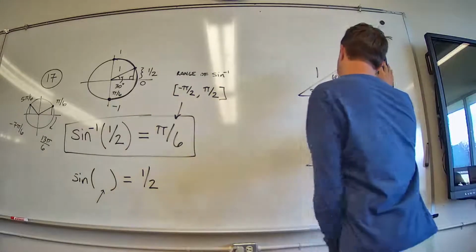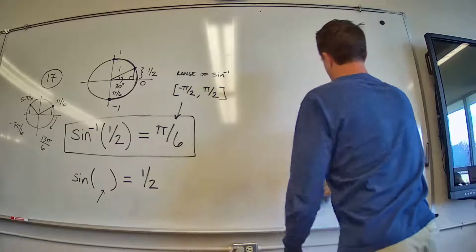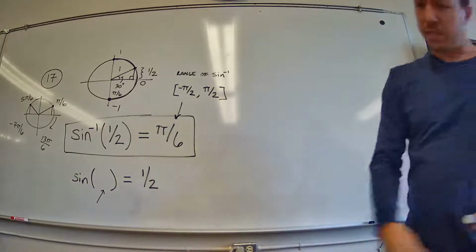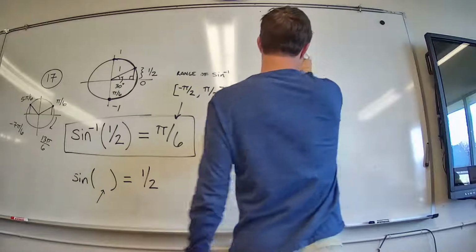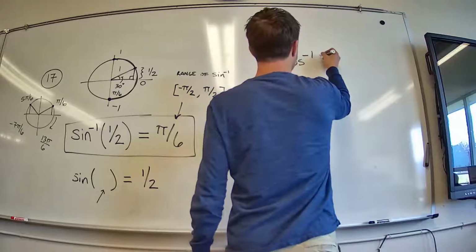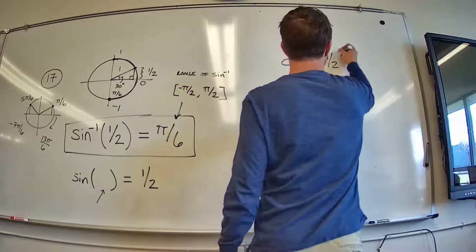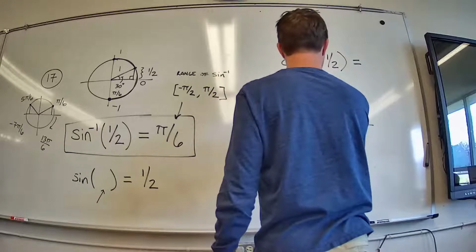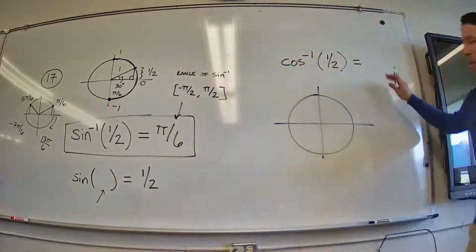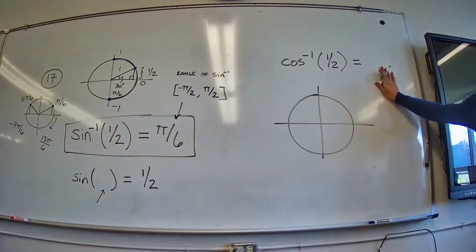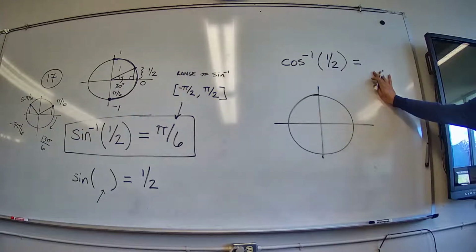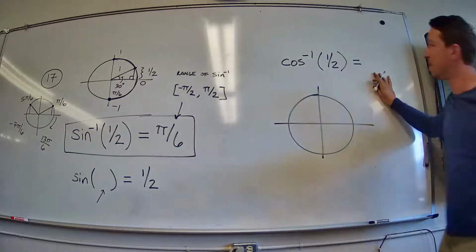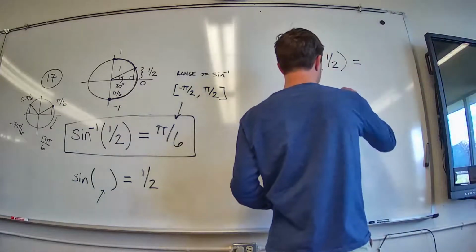Let's do a couple more examples. What is it? Inverse cosine of 1/2. So we're asking the question, what angle out there has a cosine of 1/2? So it'd be right here.